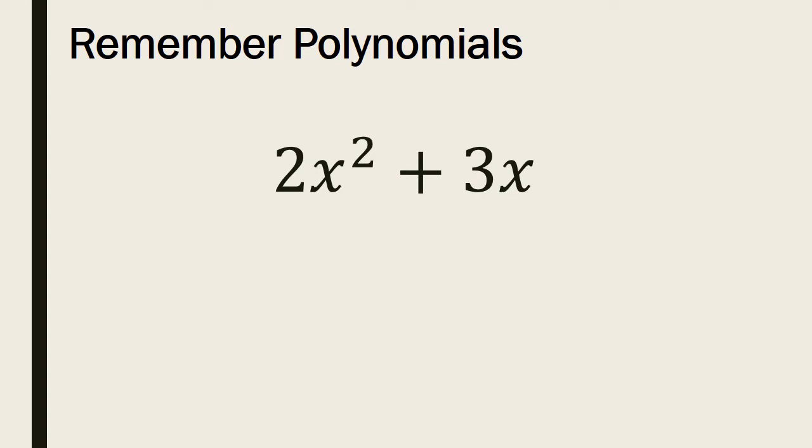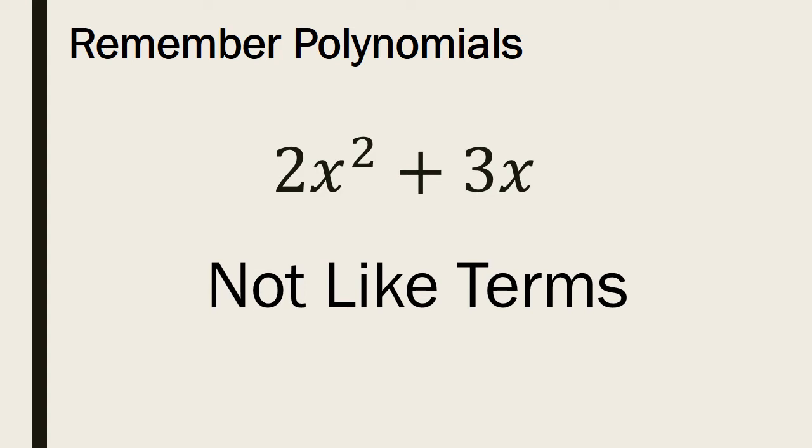Let's take a look at this example now. We have 2x squared plus 3x. We have two monomials added together. These two monomials are not like terms, which means that we cannot combine them together. And this polynomial is in the simplest form.